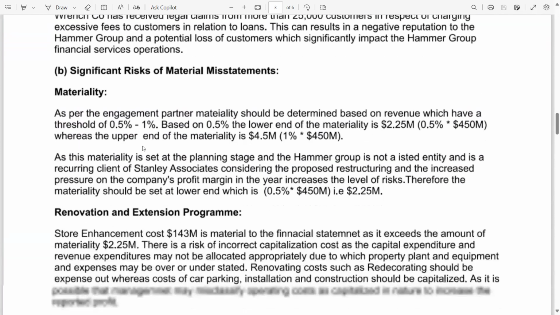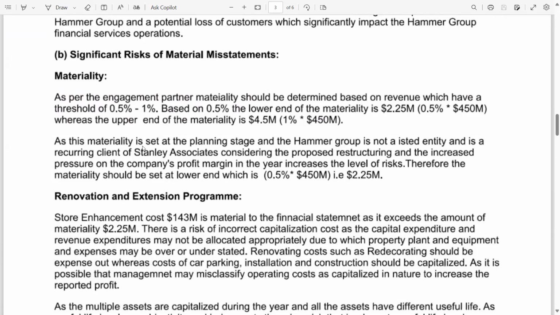We should start with the materiality. Always start with materiality for ROMM and audit risk. It's mentioned by the engagement partner that we should use revenue for materiality. As per the engagement partner, materiality should be determined based on revenue, with a threshold of 0.5% to 1%. Based on 0.5%, the lower end of the materiality is 2.25 million, as 0.5% multiplied by $450 million, whereas the upper end of the materiality is 4.5 million.